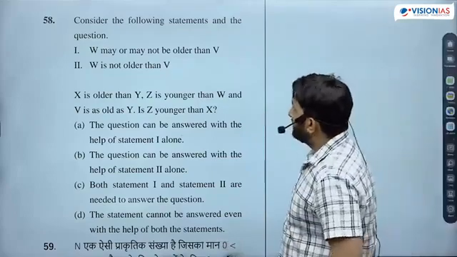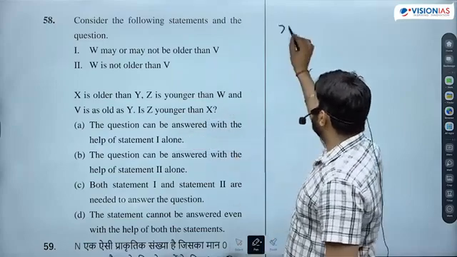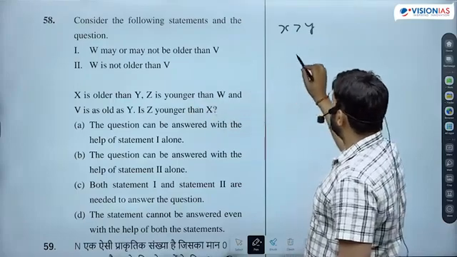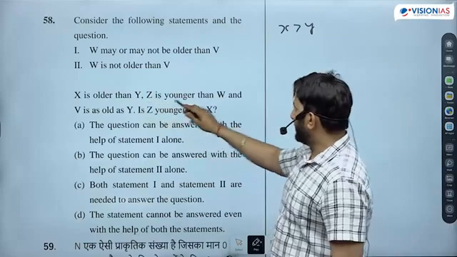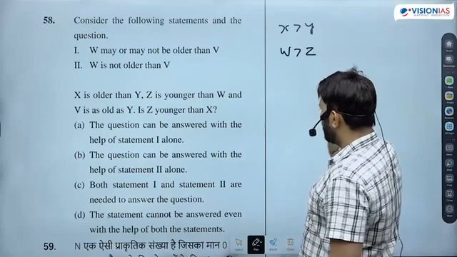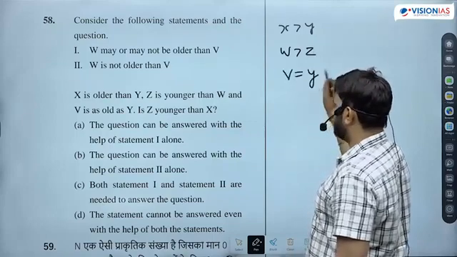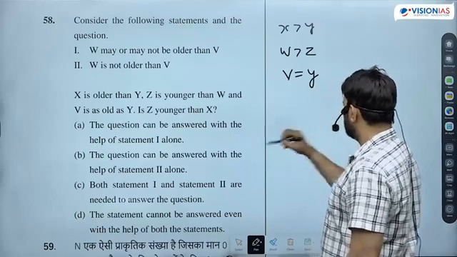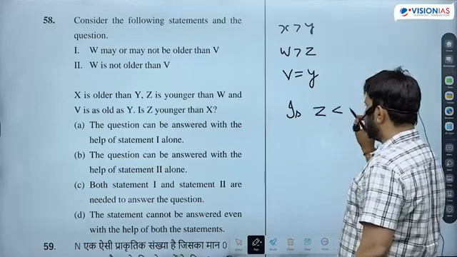Consider the following statement and the question. It is given that X is older than Y. Y is younger than W. Sorry, X is older than Y. Z is younger than W. So W is older than Z. And V is as old as Y. V and Y have the same age. Is Z younger than X?